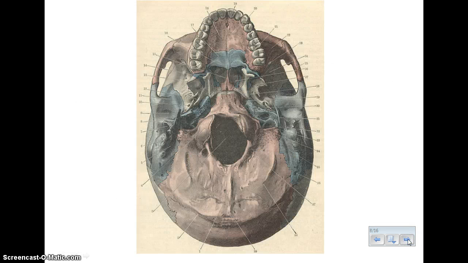This is just a picture of the bottom to show you the foramen magnum. Foramen means hole, magnum means big. So this is just the big opening on the bottom of your skull that allows your spine to exit.